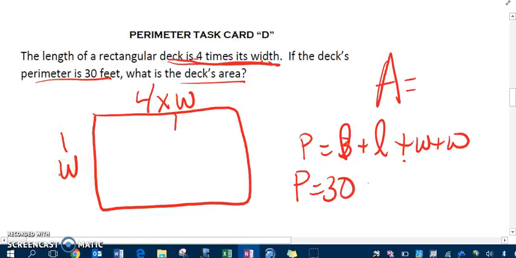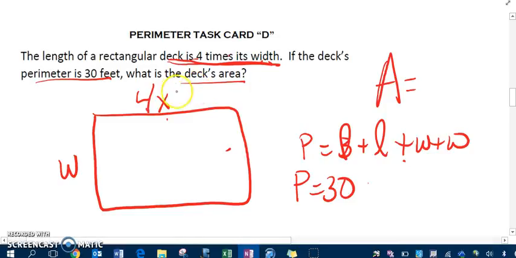Let's try 1 as the width. So 4 times 1 would be 4. 1 and 4. So 4 plus 4 is 8, 9, 10. That's not big enough. So let's try a little bit larger values.